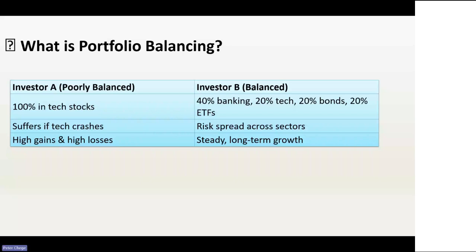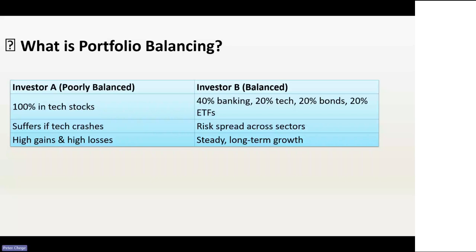So it doesn't mean that even if you invest 100% in one stock, it's poorly balanced. It's only that the risks are very high. That's why poorly balanced here means you are taking higher risk by investing in one stock. However, you could have high gains, but again, high losses depending on the price movement. Now, for a balanced portfolio, you could say 40% of my investment goes to banking, the other to tech stocks, the other to bonds, the other to ETFs or funds or international markets. You are spreading this across sectors and assets. It's still long-term growth.